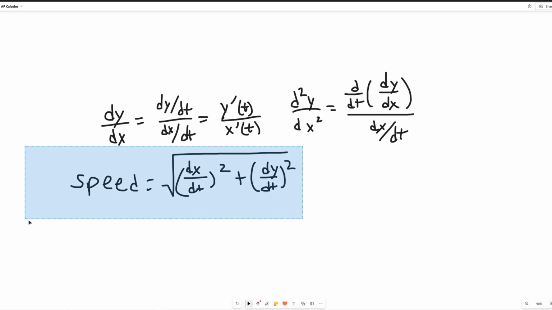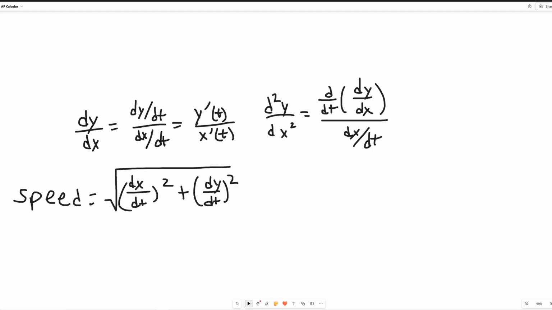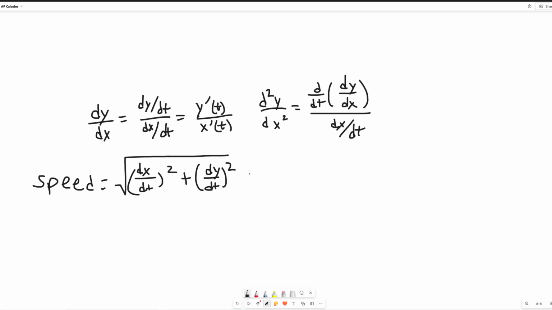Finally, and I know this is a lot of equations, the distance that the particle travels, I'm just going to denote that as d to save space. So this is the integral from the first time to the second time of speed. Or what you should really think of it as is just the integral of the square root of dx over dt squared plus dy over dt squared.